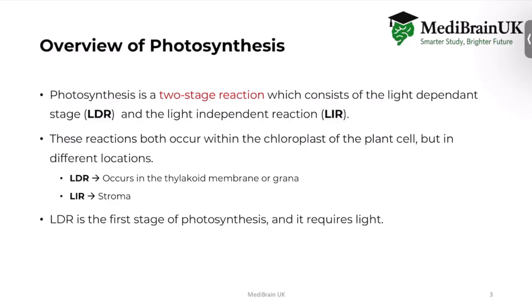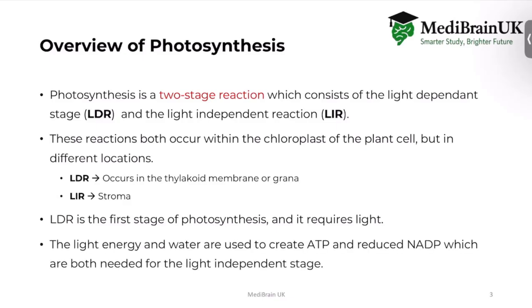So we saw that the LDR, the light dependent reaction, was the first stage of photosynthesis, and it requires light. It is dependent on light. And then whatever products are formed from that reaction are then used in the next stage of photosynthesis. It is used in the light independent reaction or the Calvin cycle.